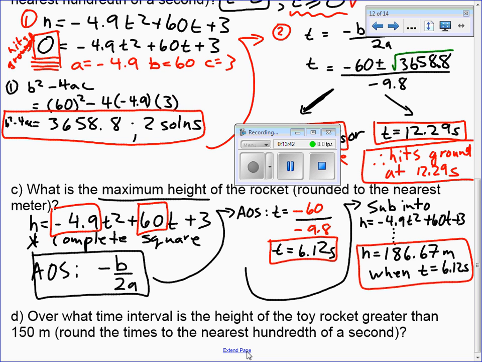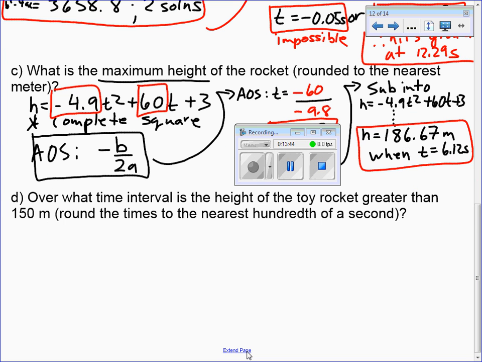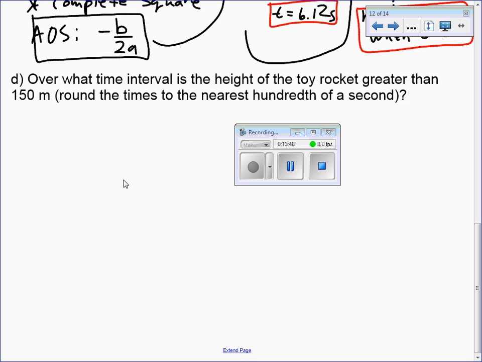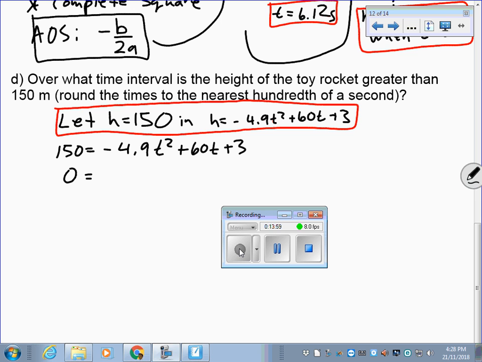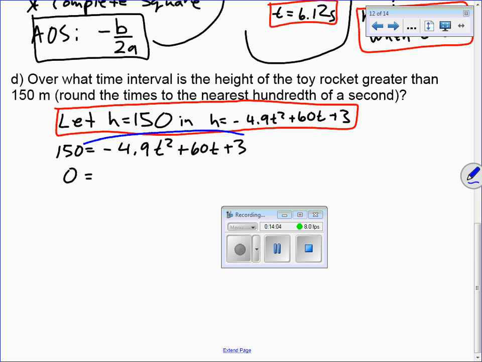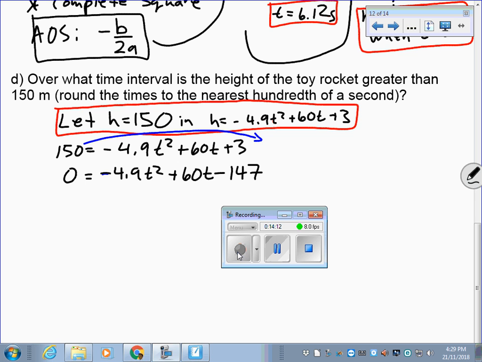Now, our last problem of the day is, over what time interval is the toy rocket greater than 150 meters? So basically what you're going to do is let h is equal to 150 and solve. So now we get 150 equals this, and we're going to take this 150 and move it to the other side and add it to 3. So it ends up being negative 150, so we get the following. And based on this, our A, B, and C values are the following.